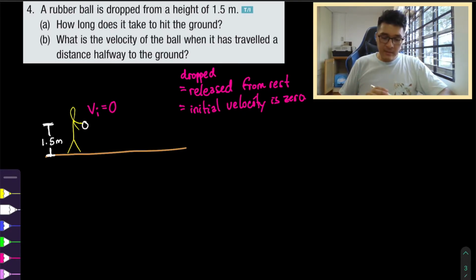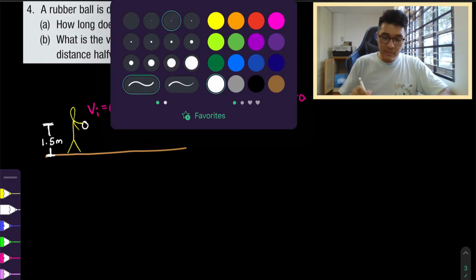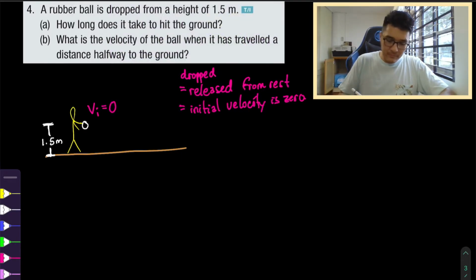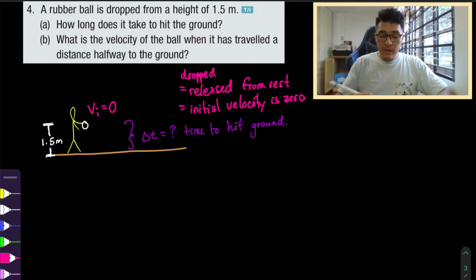And the question that they're asking us is how long does it take to hit the ground? So we're looking for a time interval. So delta t is unknown, so time to hit the ground. Now in this case we don't have the final velocity, so we're going to leave that as an unknown, so put a question mark as well.